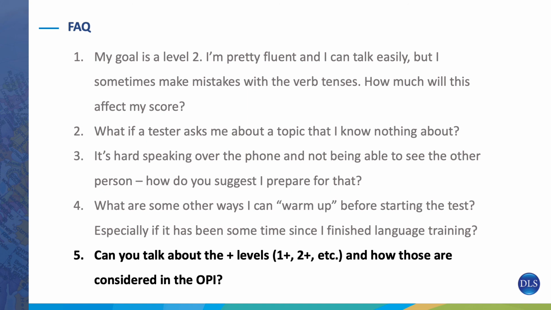However, let's say that you can perform all of the tasks, all of the functions at one level, and you can perform the tasks at the next level, but not consistently, maybe between 66 and 99% of the time, then in that case, you would be likely to get a plus level.